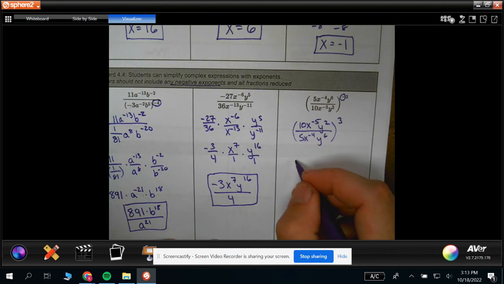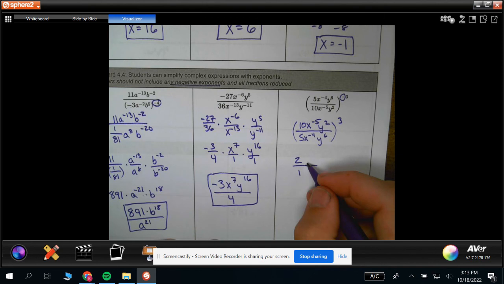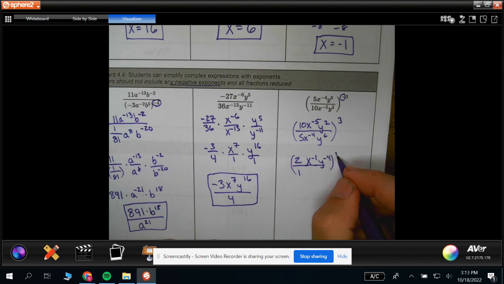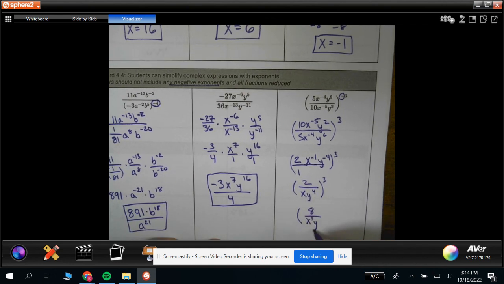Okay, so 10 over 5 simplifies to 2 over 1. X to the negative 5th minus x to the negative 4th is x to the negative 1st. Y to the 2nd over y to the 6th is y to the negative 4th, cubed. So I'm going to rewrite this as 2 over x y to the 4th, just getting rid of those negative exponents, cubed. Now apply your exponent. 2 cubed is 8, x cubed, y to the 4th cubed, 4 times 3 is y to the 12th. There is your final answer.